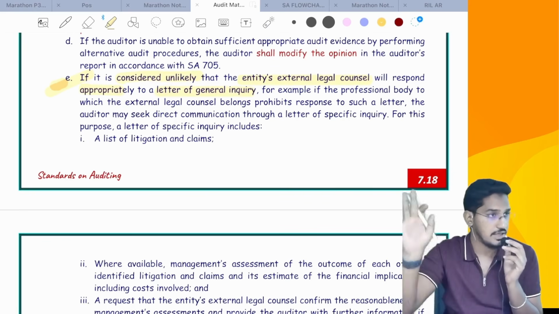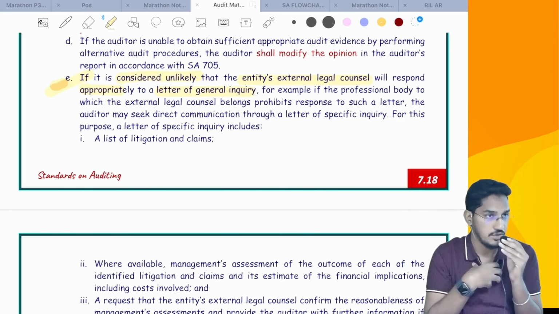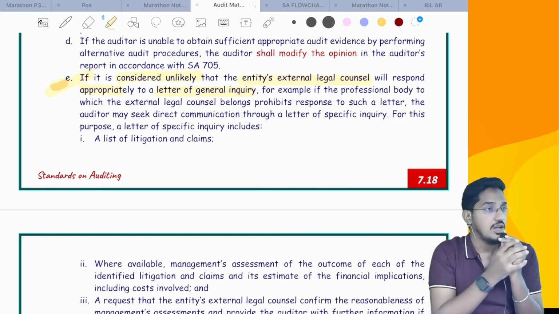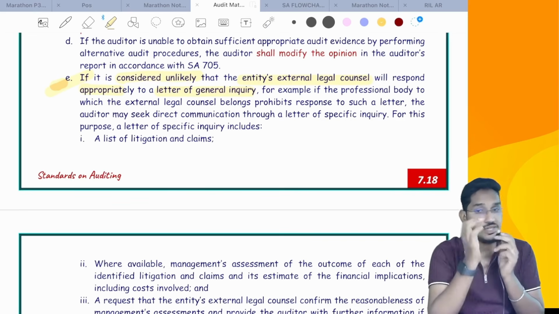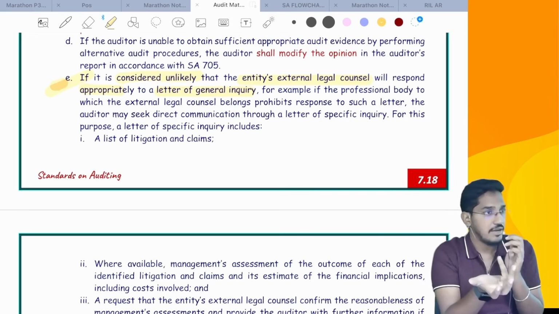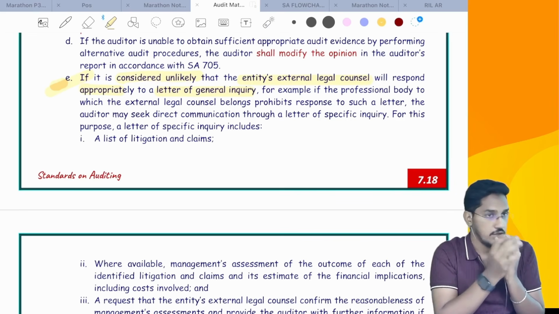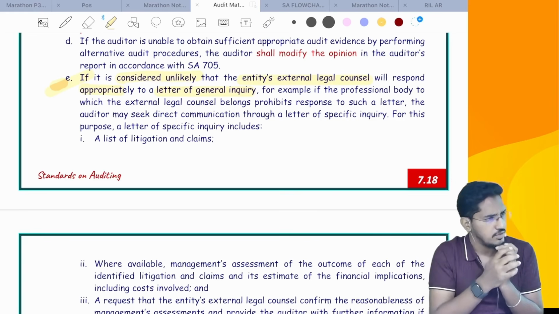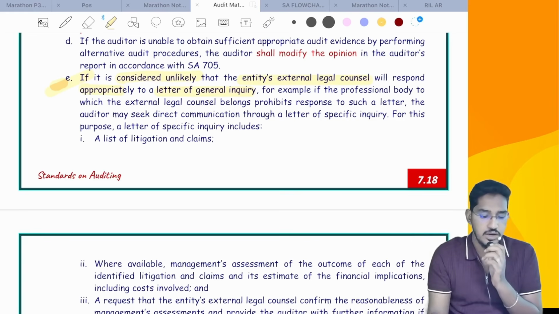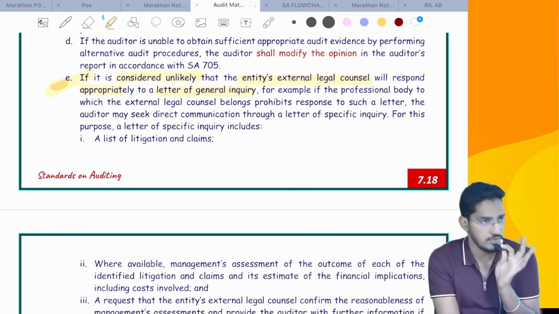So basically, first you will send a letter saying, sir, I'm an auditor of this company, give me a list of all the cases your client is going through. Now, the external legal counsel will say, get lost. He will not respond to the general letter of inquiry. See, for example, if someone asks you, tell me what all your client is doing, what are the various sources of revenue your client has, will you just reply like that? No. Even external legal counsel will be very unlikely to respond to a general inquiry.